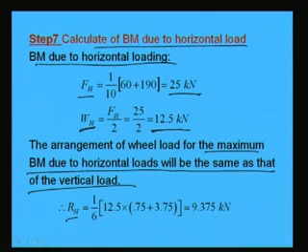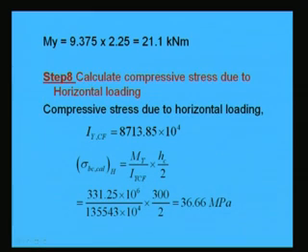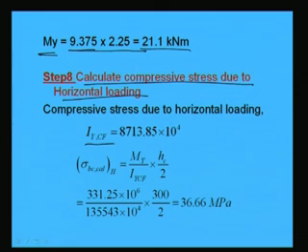So, we can find out the maximum bending moment, and for that we can find out the horizontal reaction force RH, that will be simply 1 by 6 into 12.5 into (0.75 plus 3.75), which is equal to 9.375, right. So, RH we got. Now, My we can find out from this, that is 9.375 into 2.25, which will be equal to 21.1 kilonewton meter. Now, we can calculate the compressive stress due to horizontal loading. So, we know Iy. So, we can find out sigma BC cal horizontal, that will be My by Iy into hc by 2, that is 331.25 into 10 to the 6 by 135543 into 10 to the 4 into 300 by 2, which is coming 36.66 MPa, right.